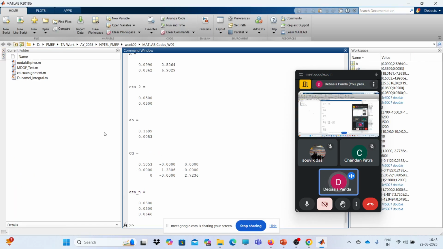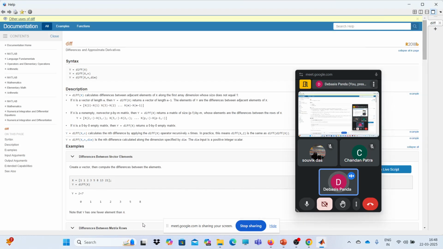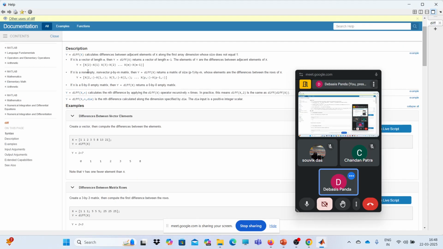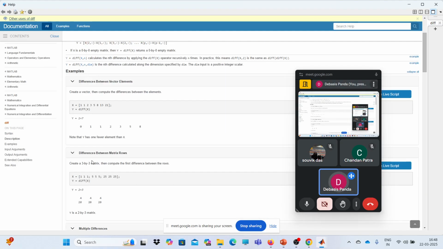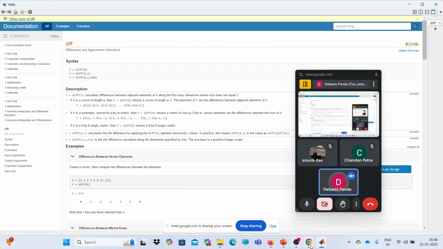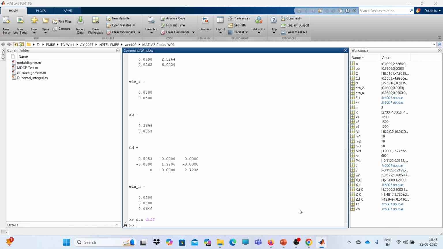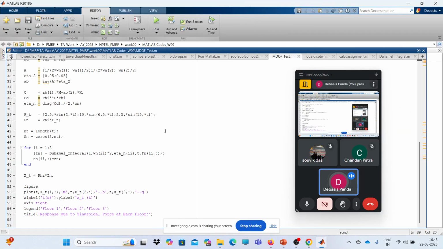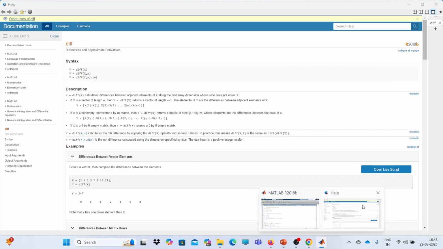The differential command: if you forget how to use the diff command, just go to the command window and type doc diff. MATLAB will give you how to use that diff command. So y is equal to diff of x. Now if you use that command, you will get the acceleration response and velocity response corresponding to that particular node.